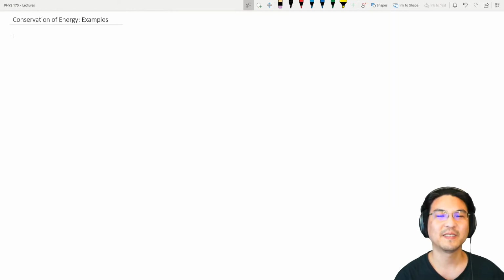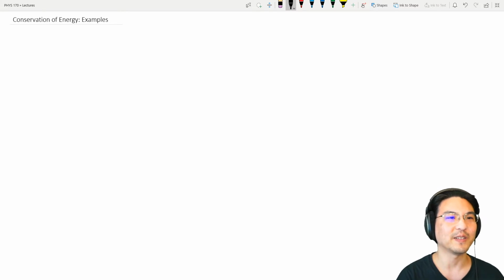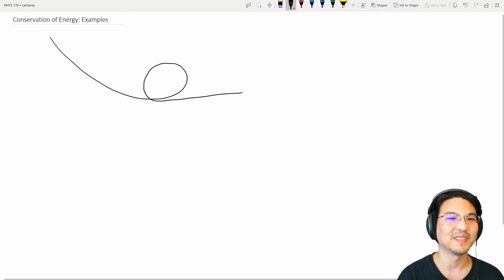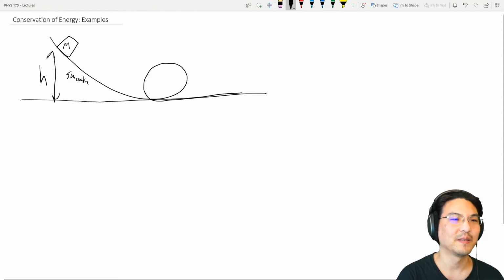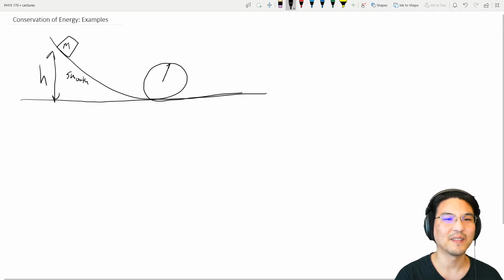Hey everybody. So let me go over just a few more examples of using this whole conservation of energy method, just so you can see how it works. So here's a kind of classical physics problem, this loop-de-loop. Let's say you have a mass here, and this is a smooth ramp. How high does it have to be here to make it around the loop-de-loop? So this is some radius r.